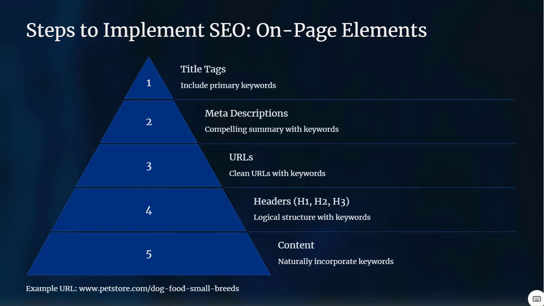You see on the screen. And also we have headers, header 1, header 2, header 3, 3 levels, right? Structure content logically with the keywords. And finally the content: naturally incorporate the keywords throughout. So you see the good example of petstore.com/dog food for small breeds, right? These on-page elements are the foundation for optimizing a website's visibility and ranking in search results.